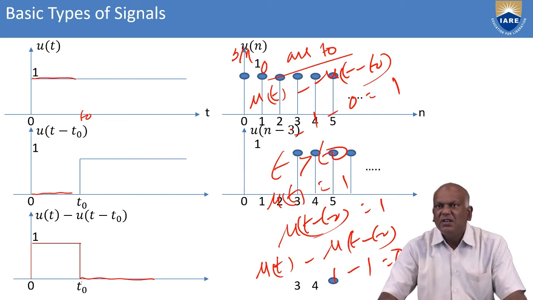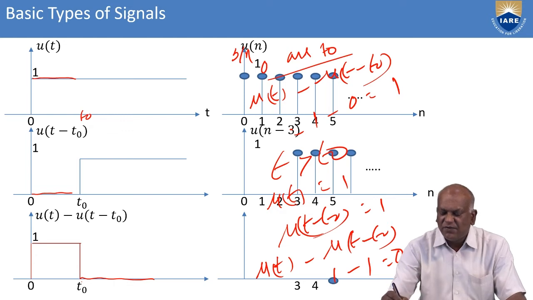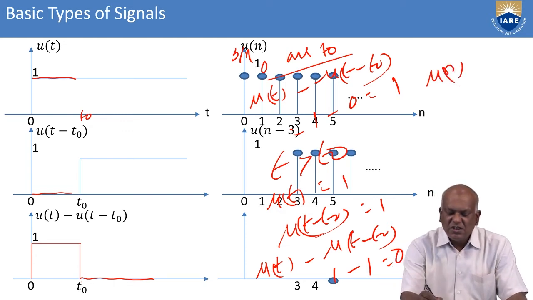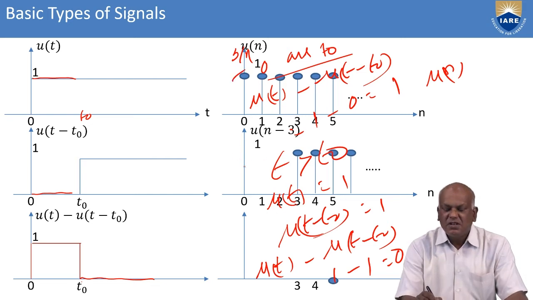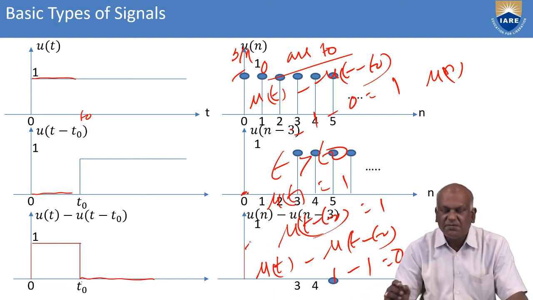Now we want to find u of n minus u of n minus 3. Let us see how to do it. You see the first sample, n equal to 0: the u of n value is equal to 1, and at n equal to 0 the u of n minus 3 value is 0. So 1 minus 0, and we get 1. This is the first sample.